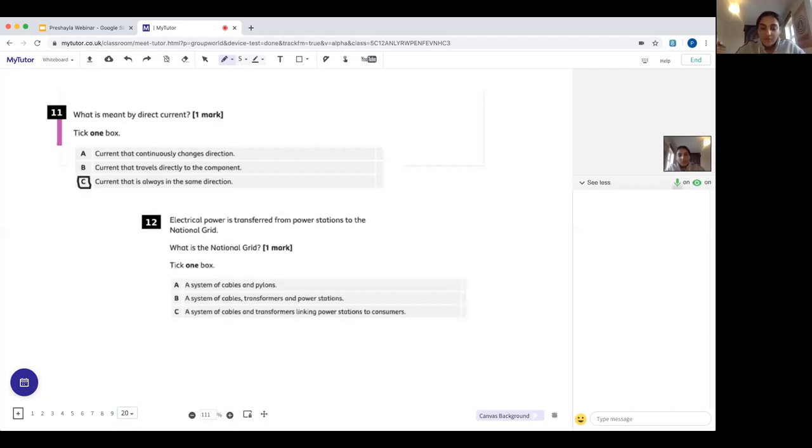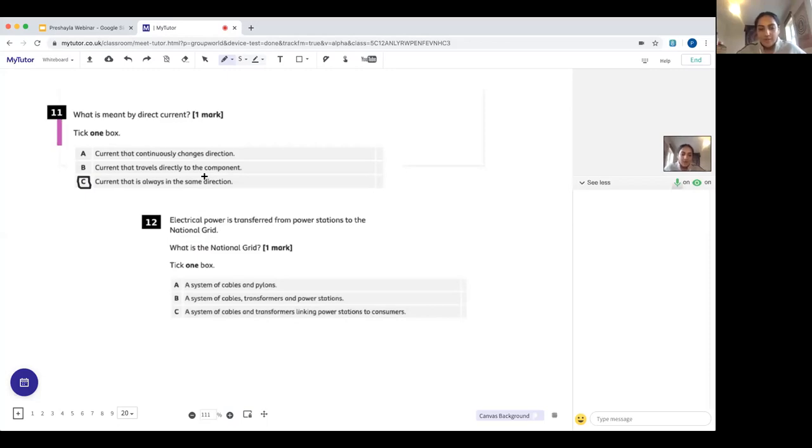Some of you put B, and that's definitely an easy mistake to make because direct current just sounds like it should directly go to the component, but AC does that too. Current that travels directly to the component is kind of normal. It's not the defining point of direct current. Direct current is a current that always travels in the same direction.